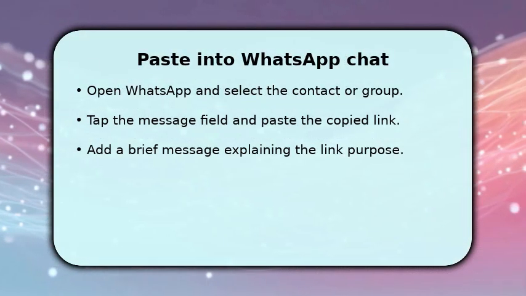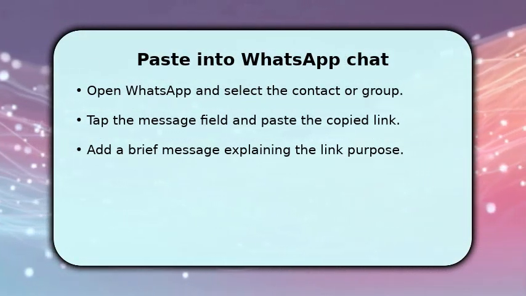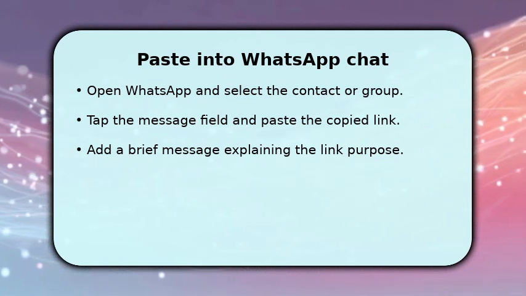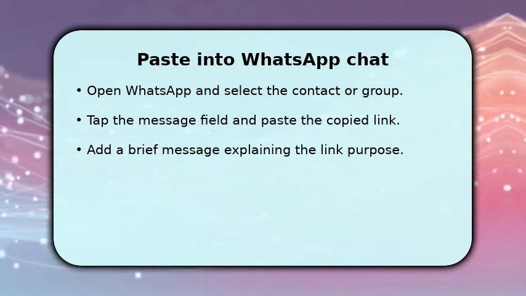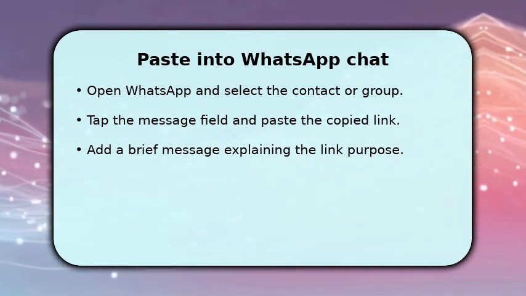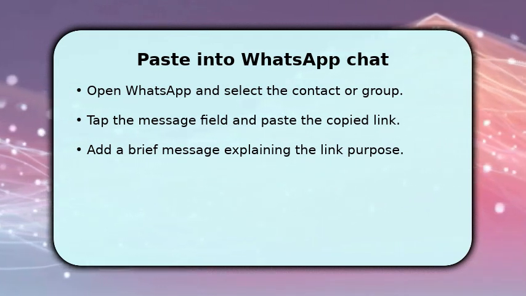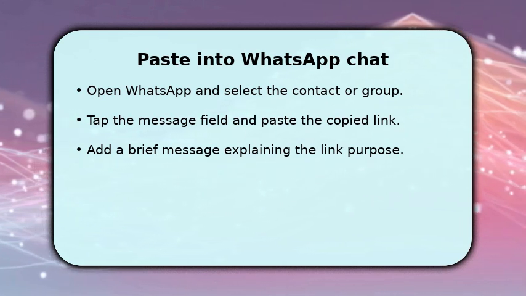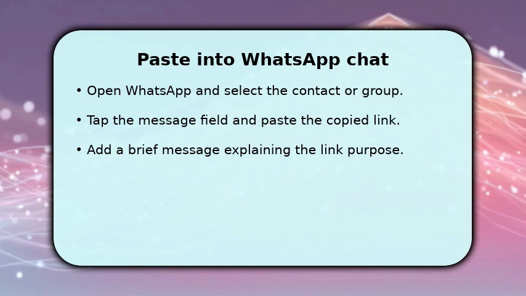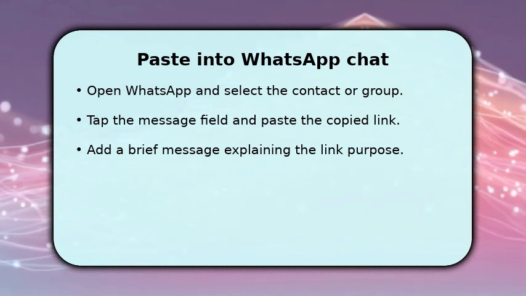With the link on your clipboard, switch to WhatsApp and open the conversation you want. Tap the text box and paste the link. WhatsApp will typically generate a preview automatically. Before sending, add context, one short sentence clarifying what the recipient will find, because previews don't always explain intent. If the preview fails, send the link and then a follow-up note.